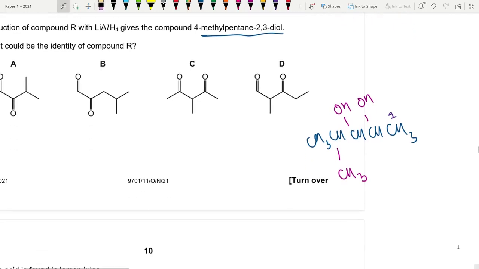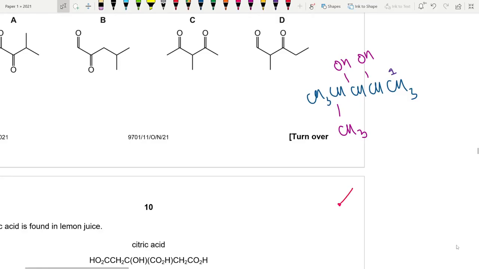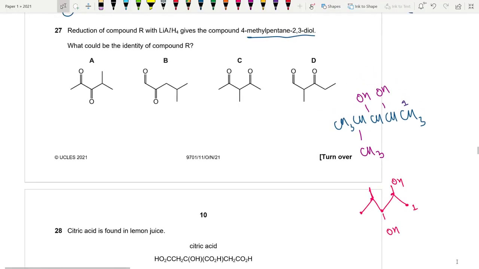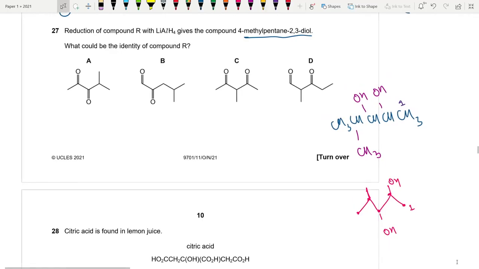Now I'm going to draw the skeletal formula. Okay, so 1, 2, 3, 4, 5. 5 carbons. This is carbon number 1. Second carbon has an OH, third carbon has an OH, and fourth carbon has a methyl group. Okay, so this is the compound formed after reduction of the compound using LiAlH4.